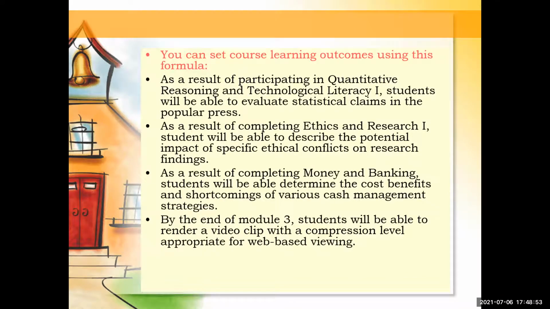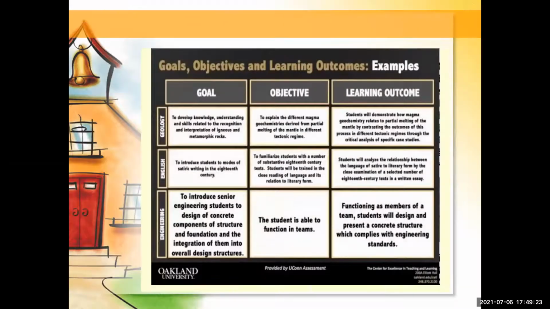So you can set course learning objectives using the following formula. As a result of participating in quantitative reasoning and technological literacy, students will be able to evaluate statistical claims in the popular press, and so on. So here, the objectives of one course is given. For example, at the end of the course, the students will be able to render a video and so on. So pay attention. It shows what is goal, what is objective, and what is the learning outcome.